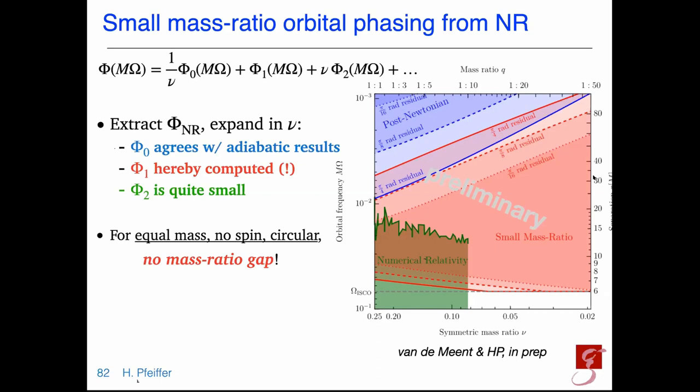And so for no-spin quasi-circular systems at all mass ratios, it seems like there is no gap: the three methods combined can cover all the different parts of parameter space. Of course, how this is going to hold up for generic cases is yet to be seen. I expect that once you turn on spins, everything gets worse, and once you turn on eccentricity, everything gets worse. So this is a very encouraging first step, but a lot more work is needed to either confirm this for more generic systems or to fill in any gaps that show up for more generic systems.